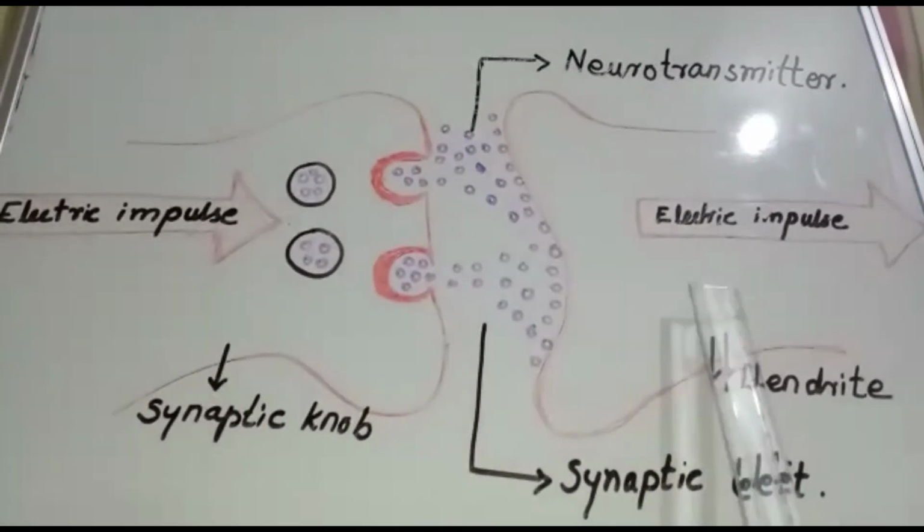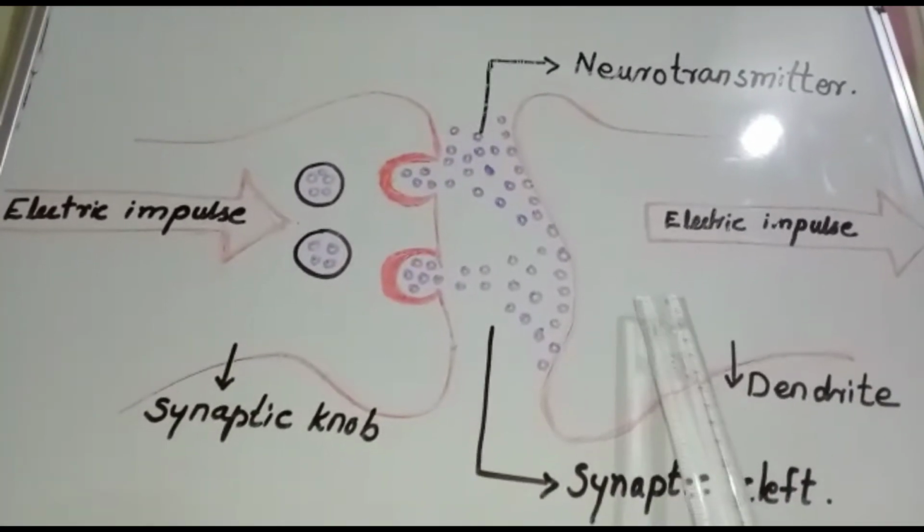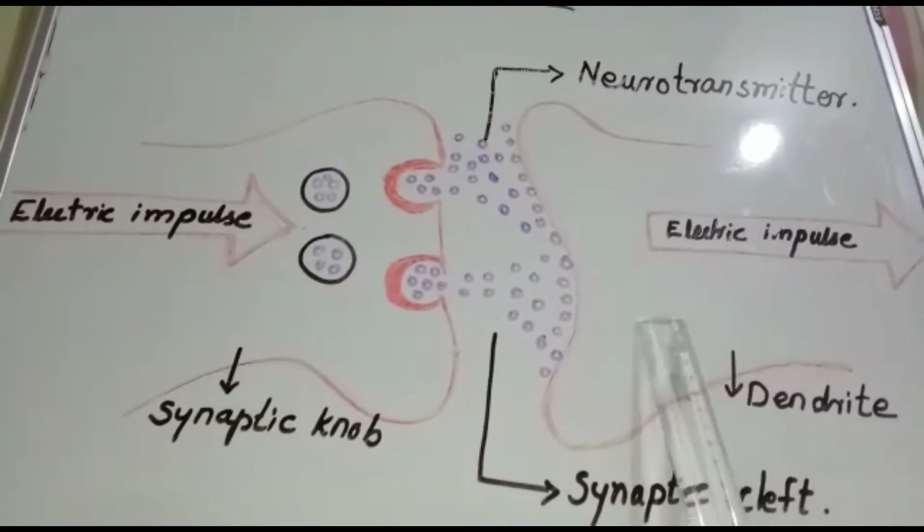So this is another neuron. It will stimulate the adjacent dendrites or cell.